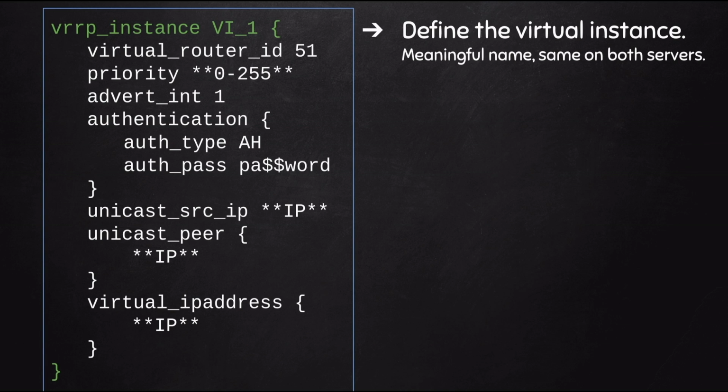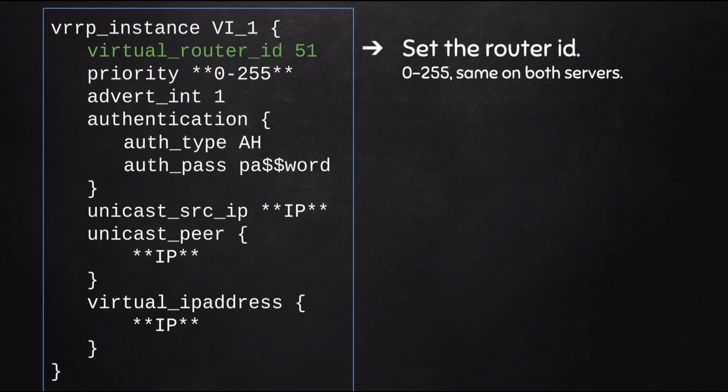We start by defining a virtual instance and naming it. I've named it vi_1. The name itself is not very important as long as it is kept the same for both servers. Meaningful names help keep the file organized. I've set the virtual router ID to 51. This identifier allows us to create multiple keepalived groups on the same network. We might have multiple groups if we're duplicating different resource types that we would like to keep separate. Dedicated database servers, for example. The ID must be set to the same value between the master and standby servers we'll be configuring.